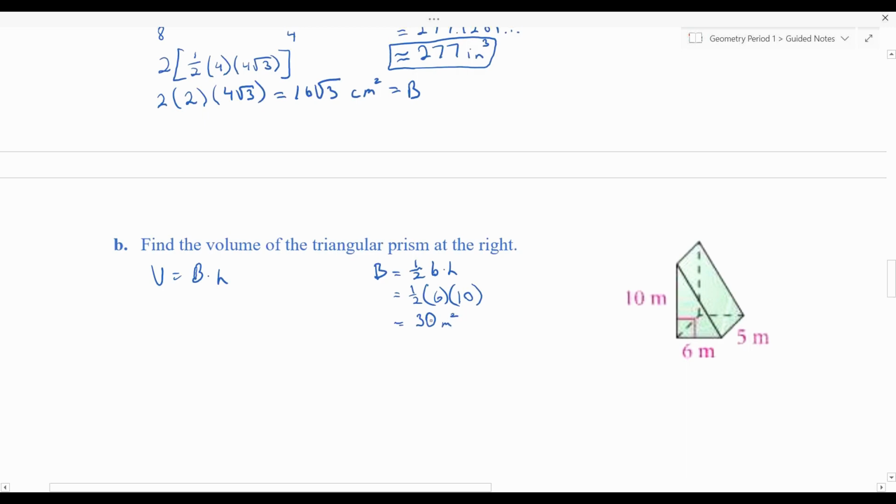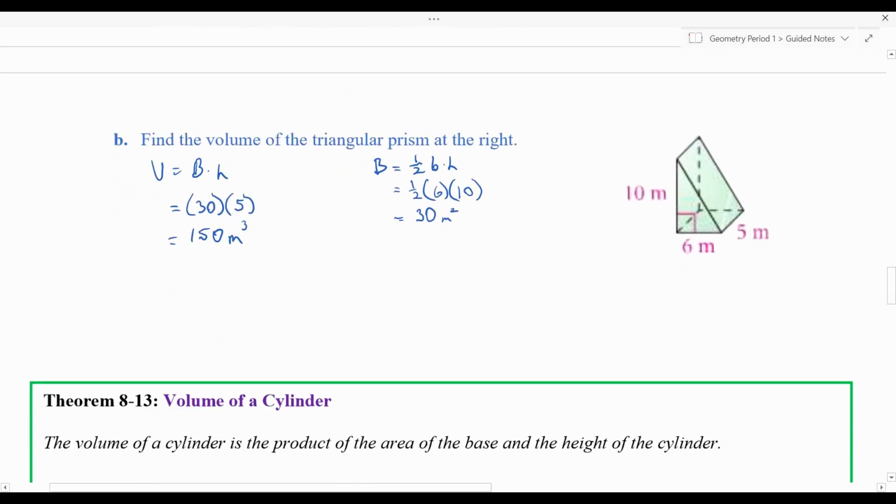Now we take that 30 and we plug it into the formula for volume, and we have 30 times the height of the prism this time. The height of the prism happens to be 5. So we take the 5 and multiply it times the 30. And 30 times 5 is 150. Our unit is still meters, but we're dealing now with volume, so it's going to be meters cubed or cubic meters. Either way you say it, it's accepted. All right? So that is it for this problem. Okay? All right, moving on.